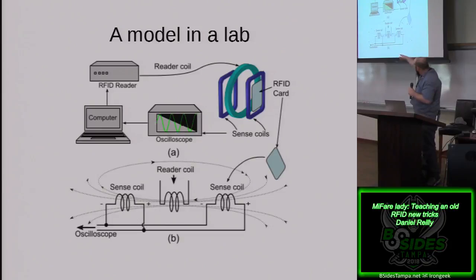And then you've got your electrical schematic down there. You can see the reader coil is positioned precisely between the 2 sensing coils.